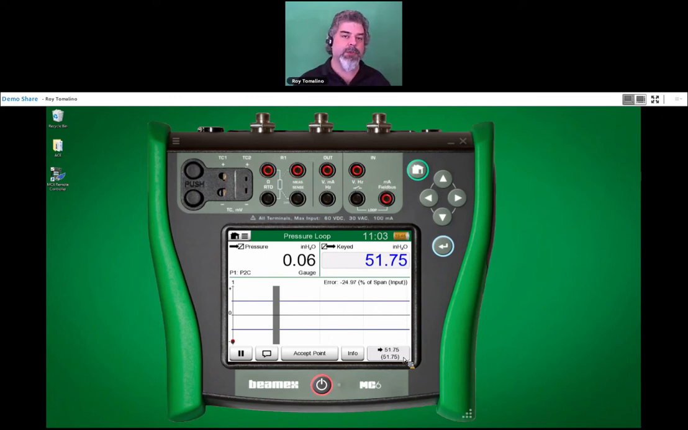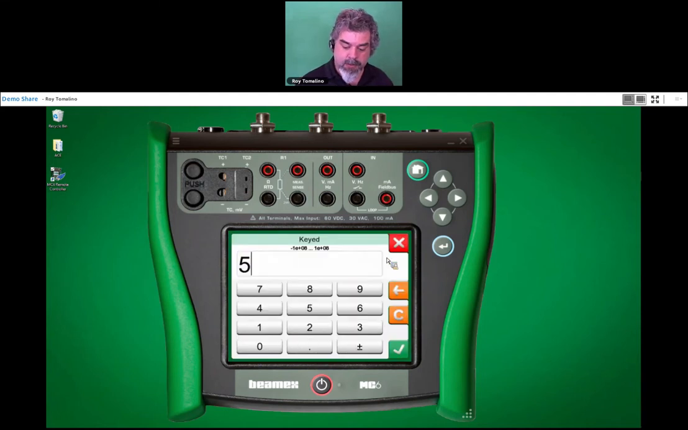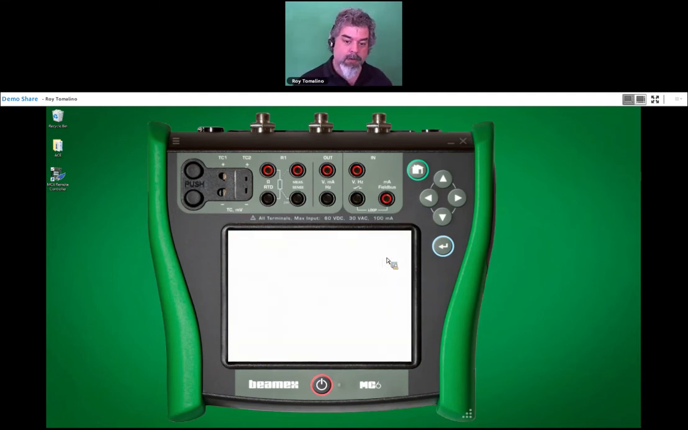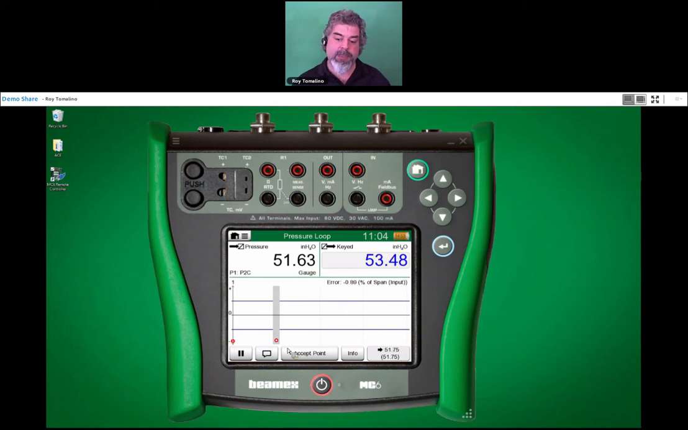This transmitter is 0 to 207 inches of water, and it tells me to go to 51.75. I'm not going to worry about getting it exact. So I've got 51.64 in. I've got 53.48 on my DCS. All right, and I'll accept this.